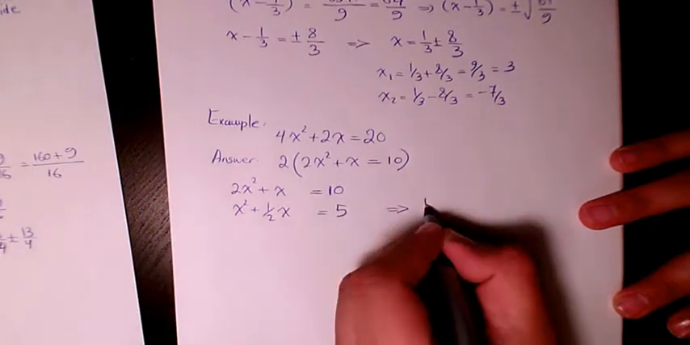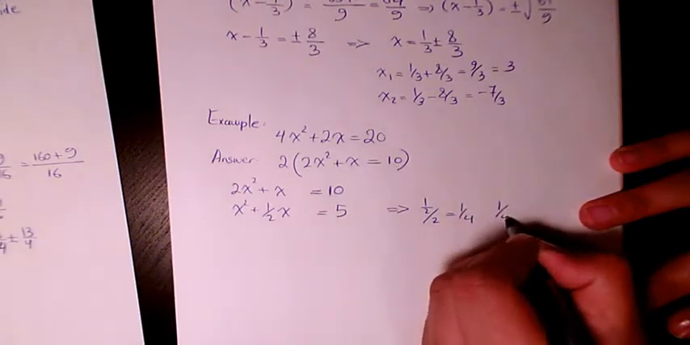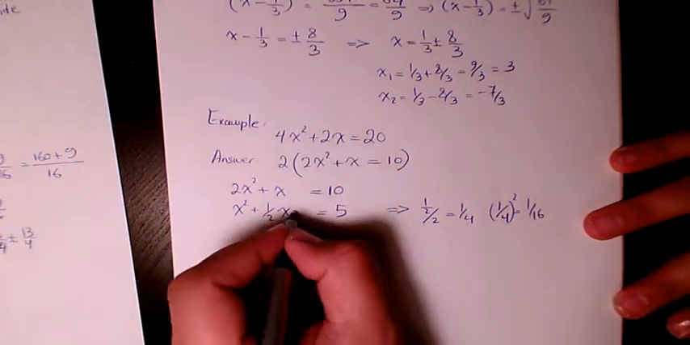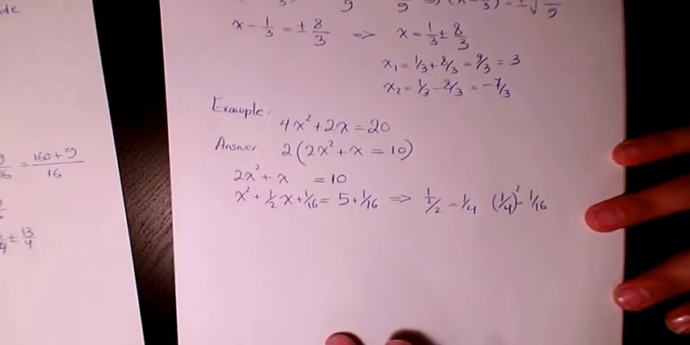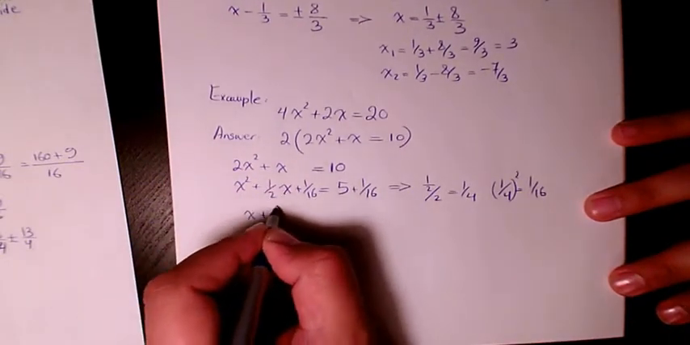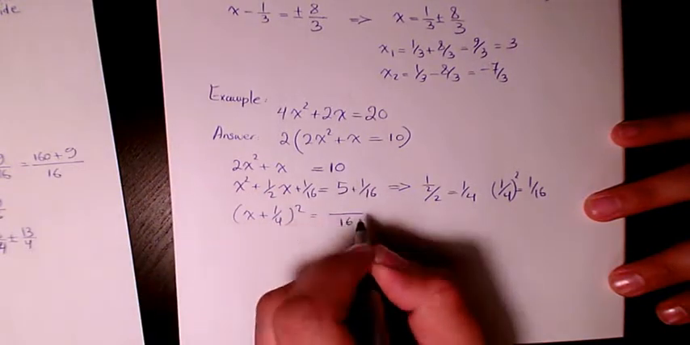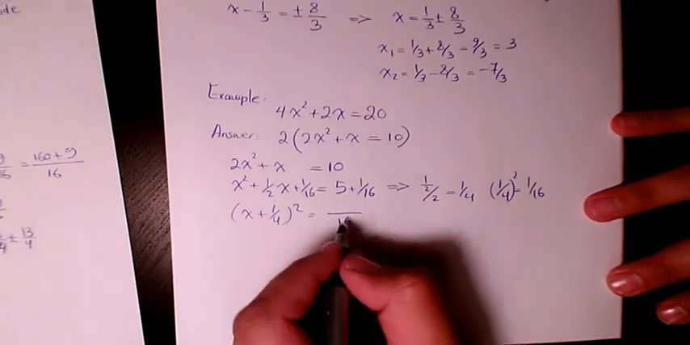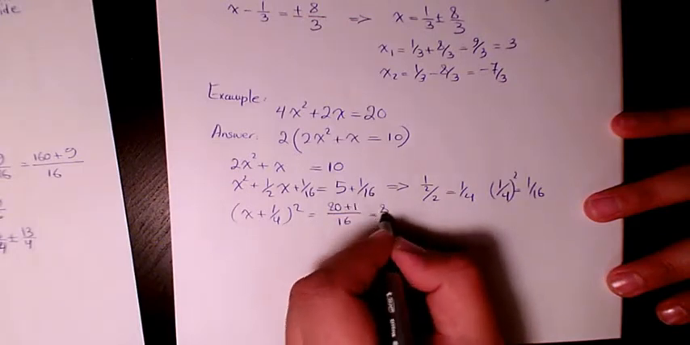Then 1 over 2 divided by 2 is going to be 1 over 4. And 1 over 4 to the power of 2 will be 1 over 16. Then you add 1 over 16 to both sides. Here we have a perfect square. It will be x plus 1 over 4 to the power of 2. And here we have 5 plus 1 over 16. If we use the common denominator, it will be 80 plus 1, which is 81 over 16.